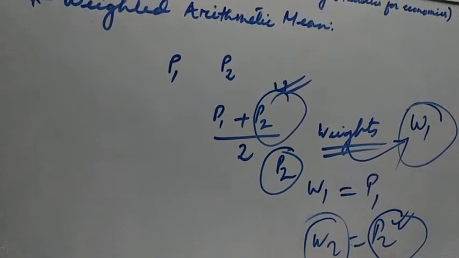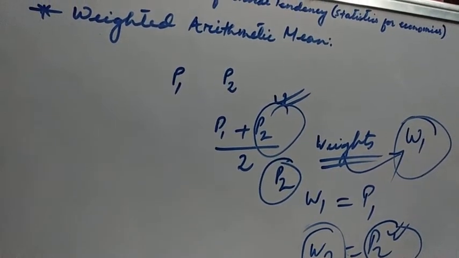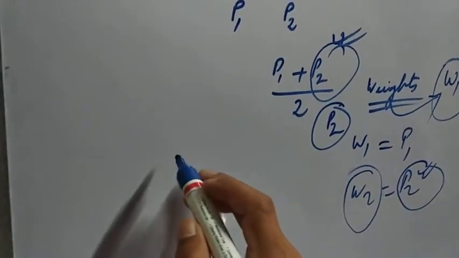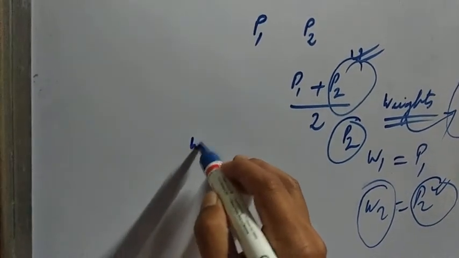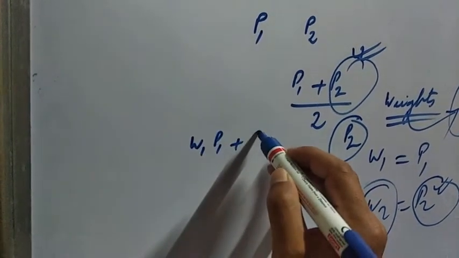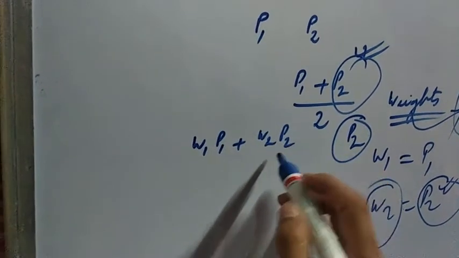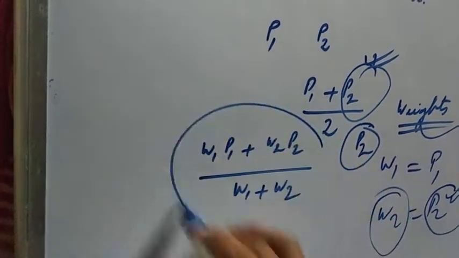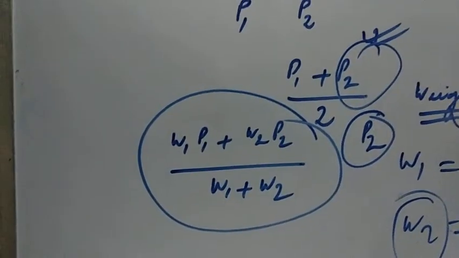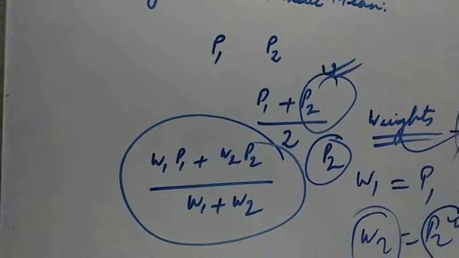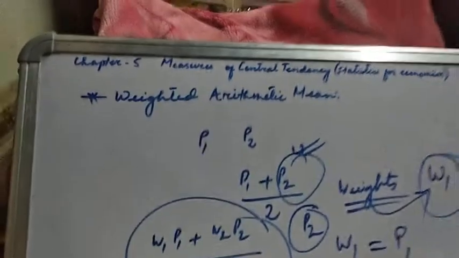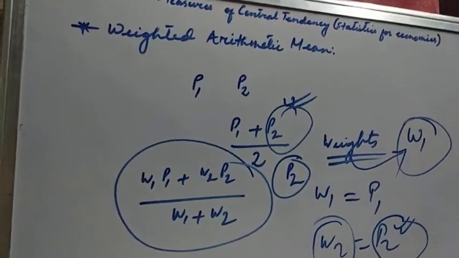And now the arithmetic mean weighted by the shares in the budget would be, so now it will be different. The arithmetic mean is W1 P1 plus W2 P2 divided by W1 plus W2. So now it is a whole different story, because you have given a weightage to the items. So that is all about weighted arithmetic mean.